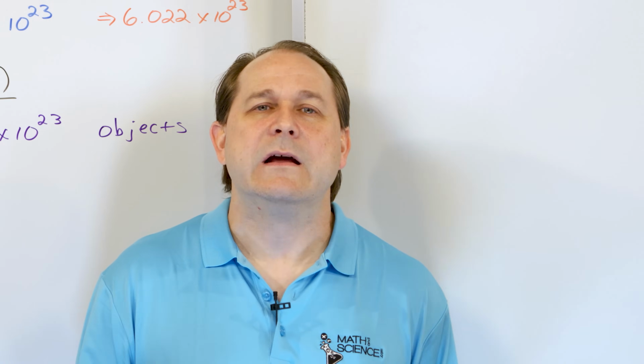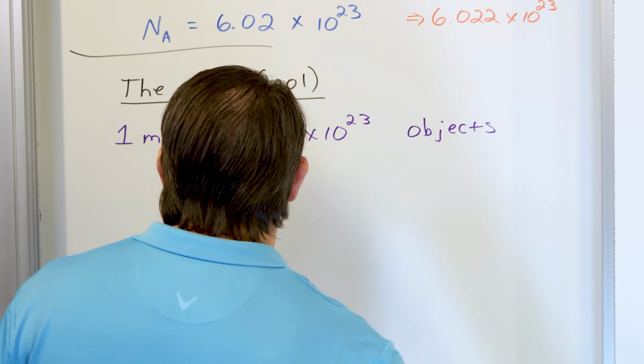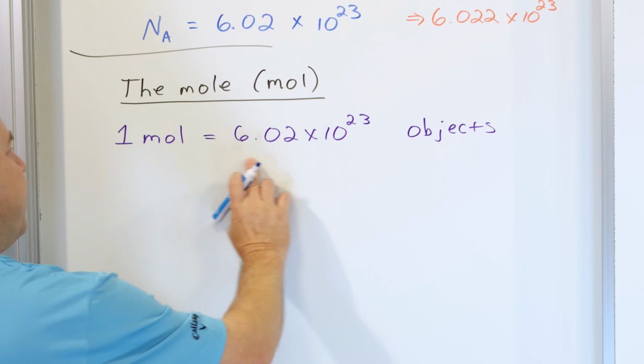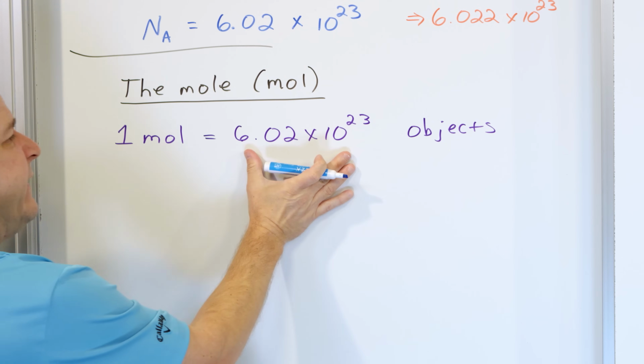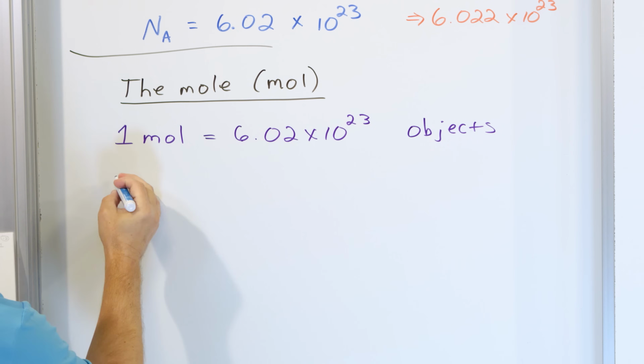It's just going to be a very large number of dogs. Okay, very large number of atoms, very large number of molecules. So let's write down what we're saying. That's why I keep it general. 1 mole of anything is this many objects, whatever the heck it is you're talking about. So let's give some examples.